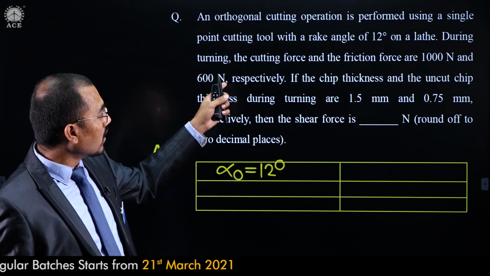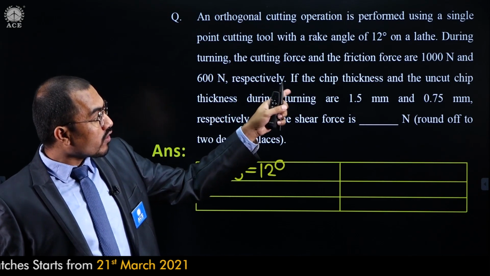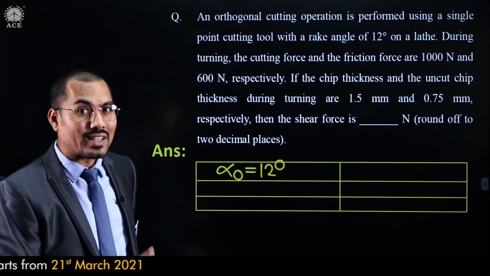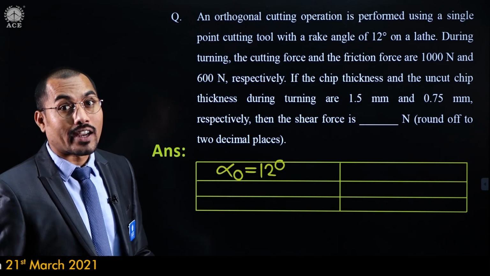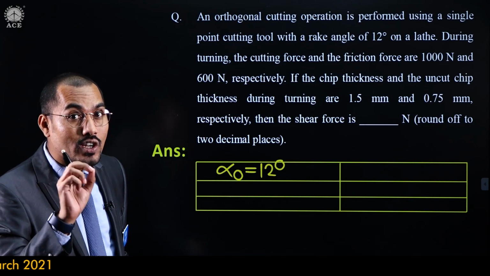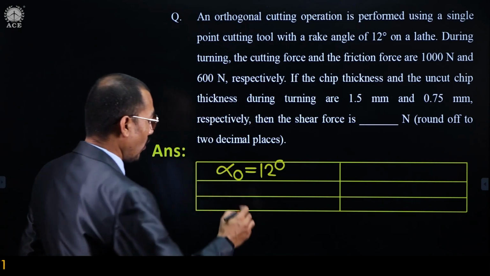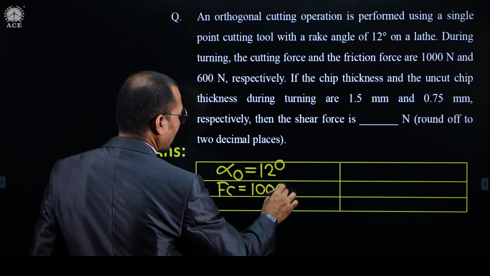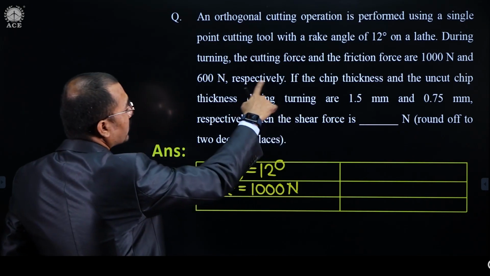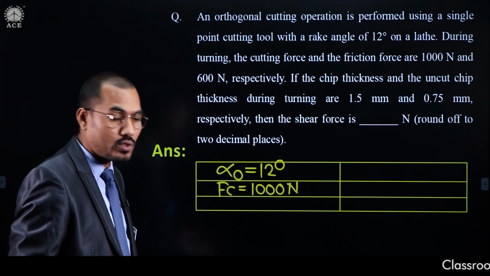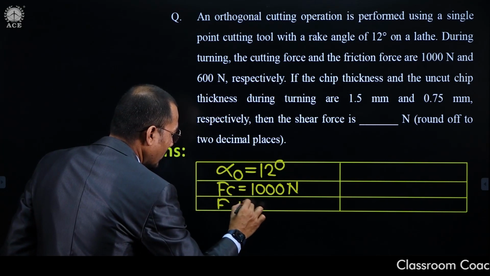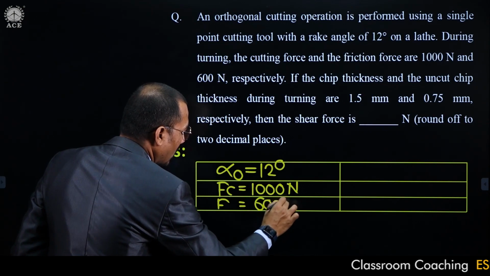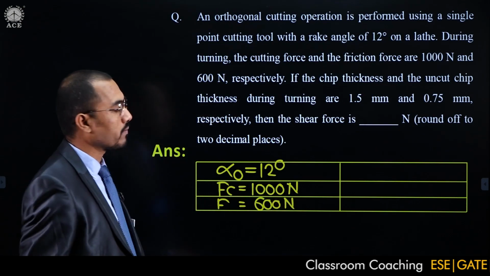During turning, the cutting force and the friction force are given. Remember that cutting force is given, thrust force is not given. Friction force is given. So, I will say that cutting force, which we use to represent as Fc, is exactly equal to 1000 Newton, whereas friction force F is exactly equal to 600 Newton.